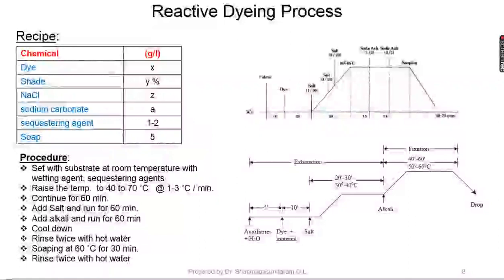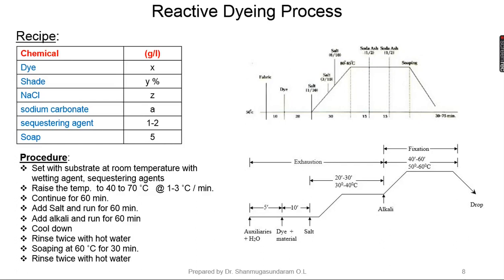This is the recipe followed for the reactive dyeing process. Dye X grams per liter, with the shade depending upon the percentage you need. Sodium chloride is used as an exhausting agent. Sodium carbonate is used as a fixing agent. Sequestering agent removes the hardness present in the water.